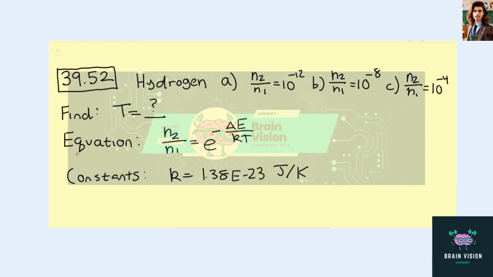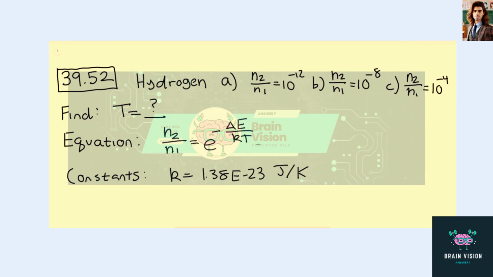The equation that we're going to be using is the Boltzmann equation, which simply states that the ratio of occupancy for particular states is equal to e to the energy difference between those states divided by kT, the temperature. The only constant we need for this problem is the Boltzmann constant, 1.38 times 10 to the negative 23 joules per Kelvin, and we should be able to solve for T.